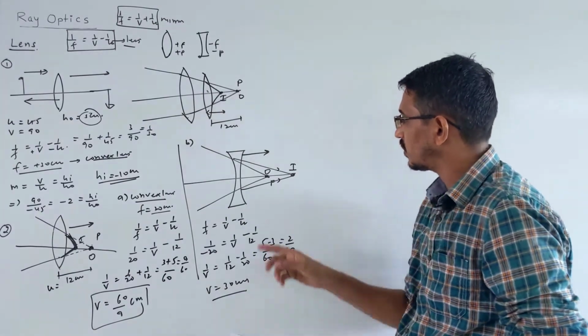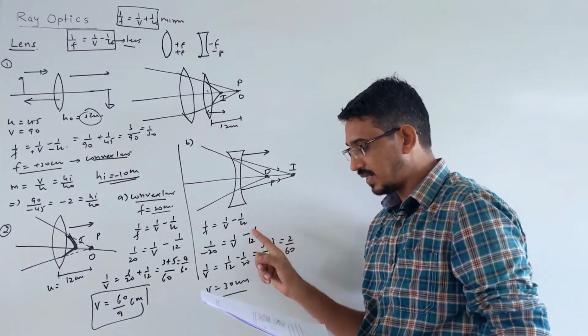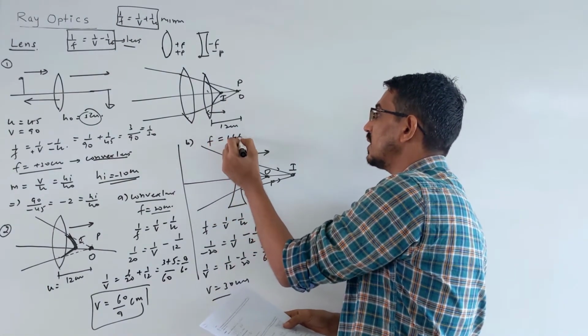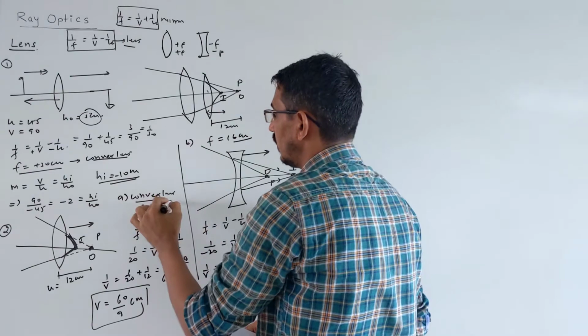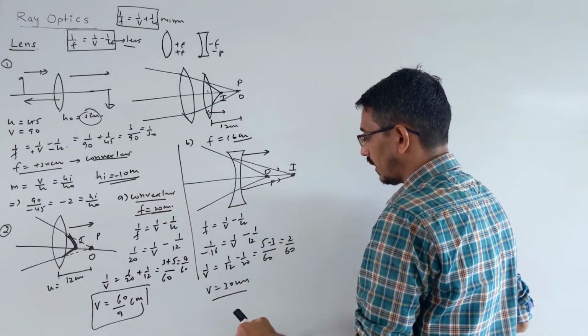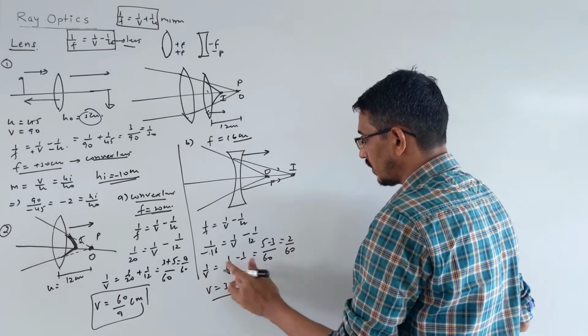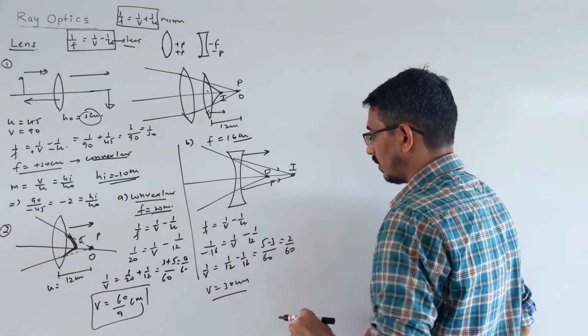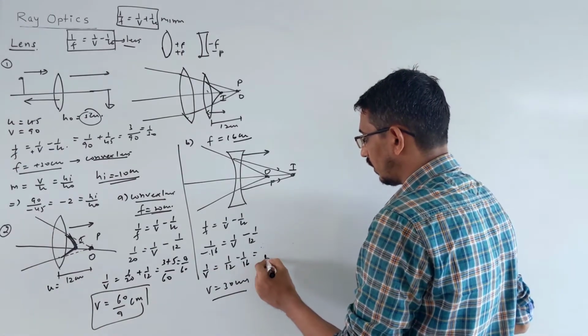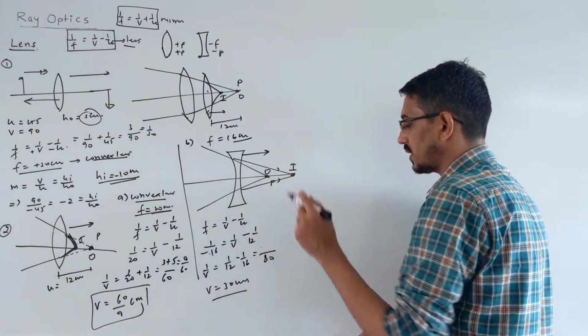No, actually in this question I took a value wrong. In the second case they said a concave lens of focal length 16 centimeter. Here I have taken 20, but you have to put 16. Then you take LCM 80. I have put the same focal length, but the focal length is given different. Okay.